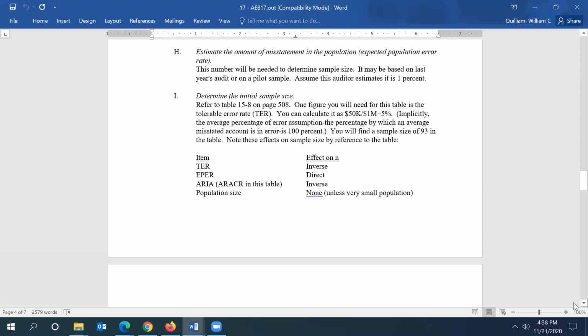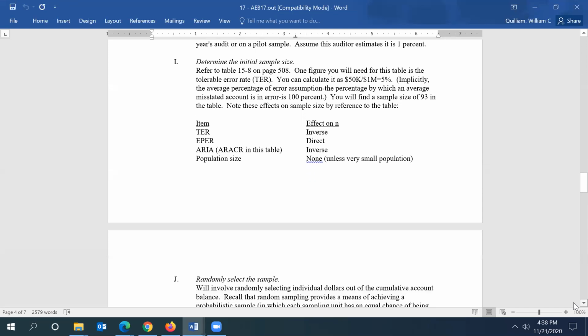Don't worry about what's in parentheses. I can either look this up or you can trust me, it's 93 for the sample size. Want to trust me? Oh, okay, that was easy. So trust me, it's 93 in the table. You can look it up easily. And these effects on sample size, we looked those up two weeks ago. If you want to look them up again, feel free.